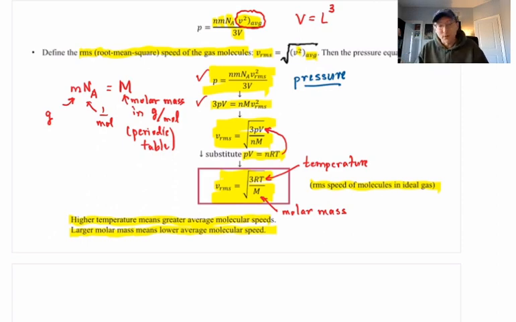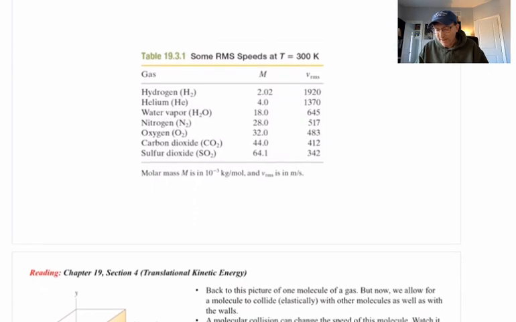So let's look at a table from your book of RMS speeds, all at a temperature of 300 Kelvin, room temperature for a warm room. The units of big M in that column are the molar mass in 10 to the minus 3 kilograms per mole. I suppose you could say grams per mole. And the V RMS column is in meters per second. It has a number of the common gases that you will find in the atmosphere of Earth and in the rooms of our houses and buildings that we are in.